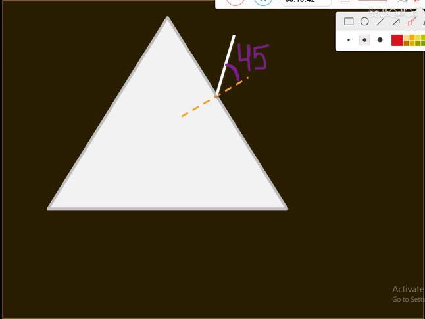And the angles are 75, 45, and 60. So this angle is 60. This angle is, I think, given. It is 45, and this angle is 75. So students, now you have to do this one. You have to try at least once. One question we have done.